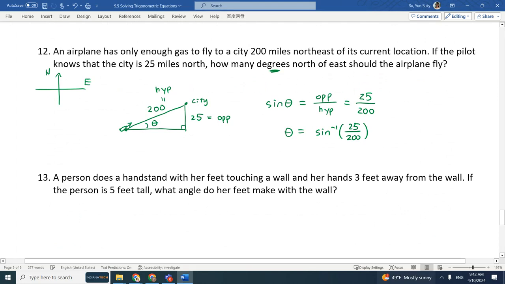And what is your unit? Degree. So everybody take out your calculator and use degree mode and type this in your calculator. What do you get? I'm scared.